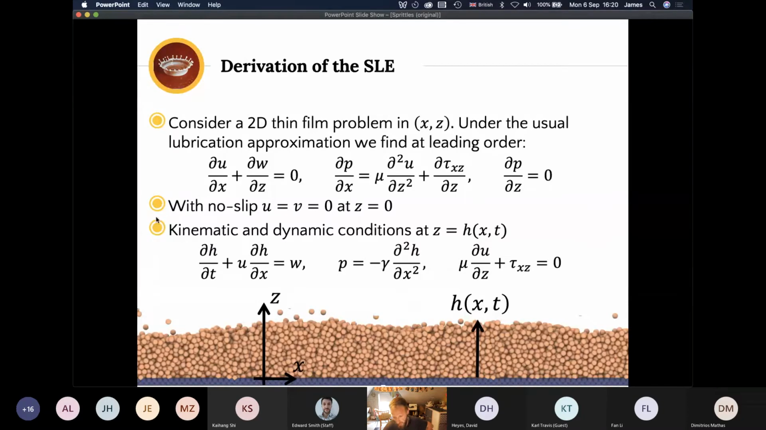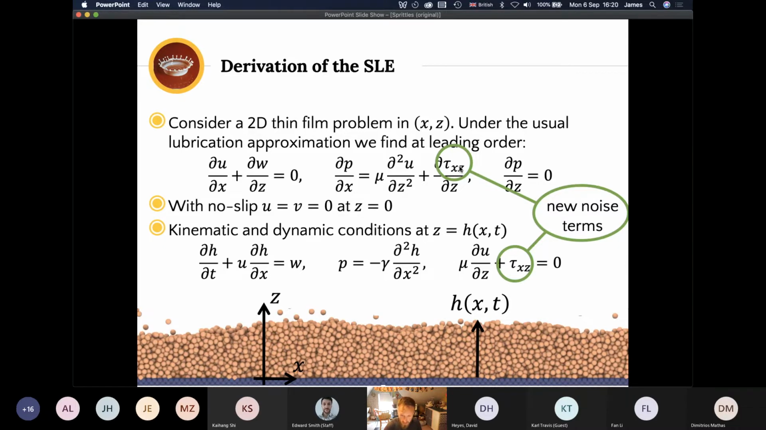This is the classical setup for lubrication type flows. We have incompressibility, X momentum, and Z momentum. Here we've exploited the fact that this is a long, thin geometry to take the leading terms. For a start, we're going to apply no slip. We have the kinematic equation and the balance of pressure with surface tension at the interface. The new terms which transform this from a PDE to a stochastic PDE are these terms appearing here.